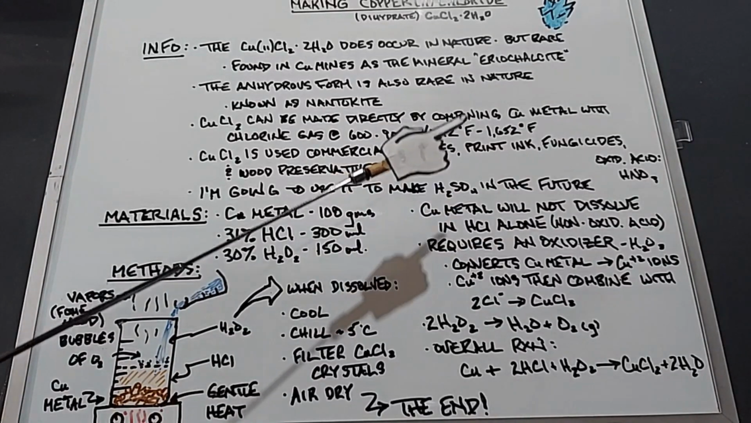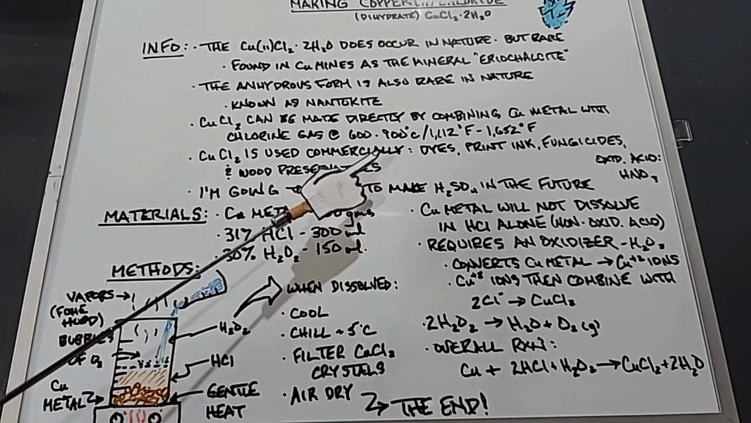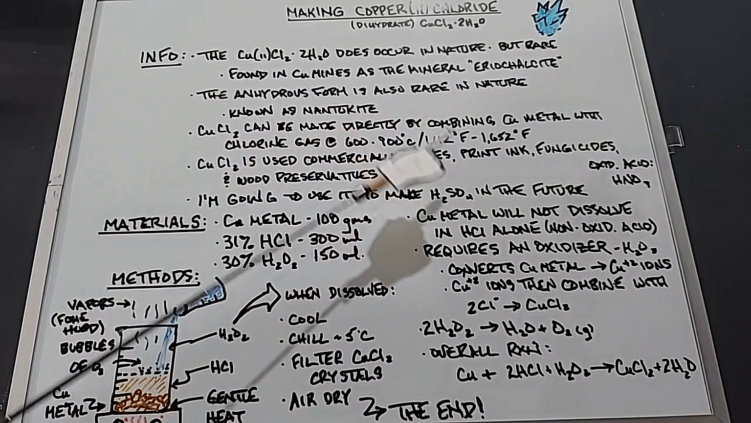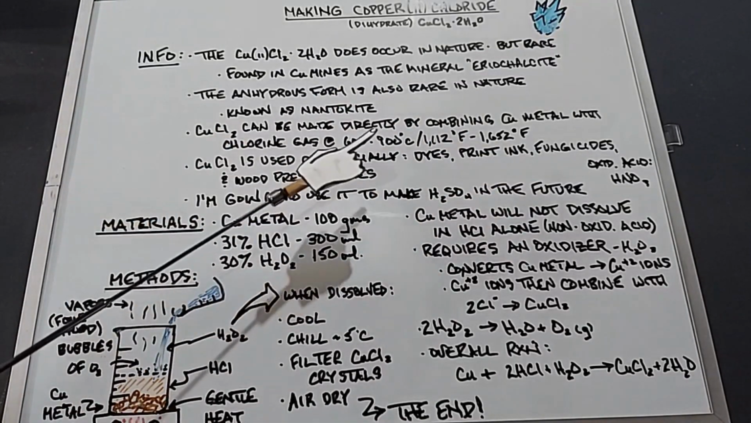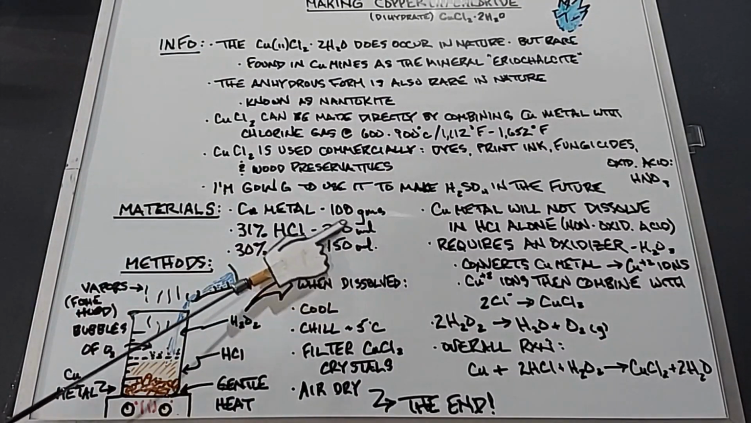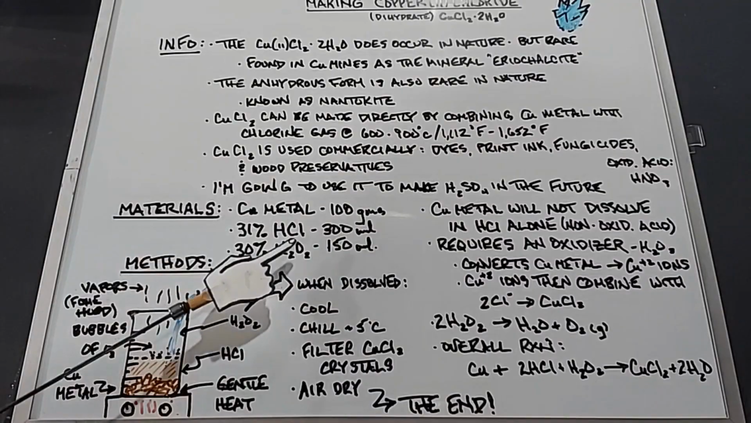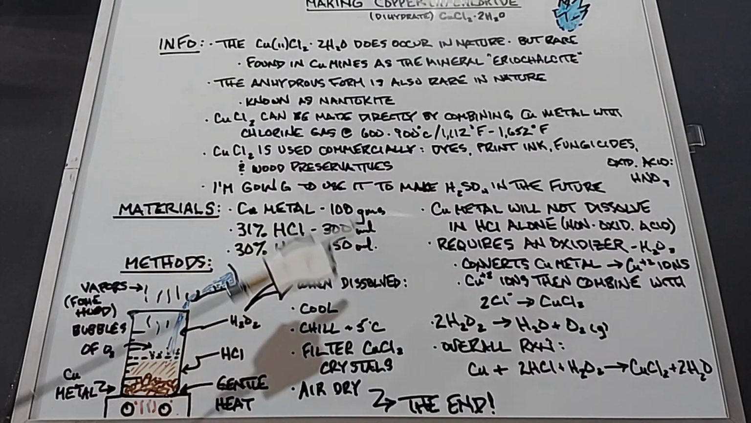Commercially, this is done by putting copper metal into hydrochloric acid and then bubbling chlorine gas through that mixture. Also commercially, copper 2 chloride is used in dyes, print ink, fungicides, and wood preservatives. I'll be using it in a future video to make sulfuric acid. Materials we need are copper metal. I'm going to start with 100 grams, so it is quite a lot. 31% hydrochloric acid, I'll start with 300 milliliters, and 30% hydrogen peroxide, 150 milliliters.